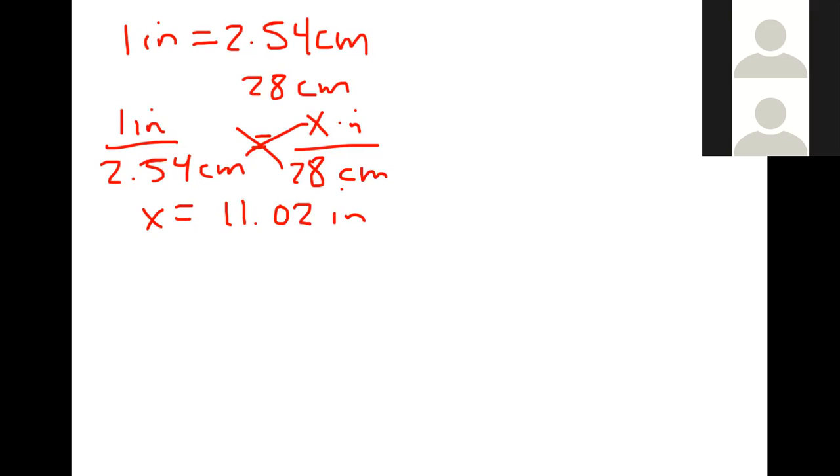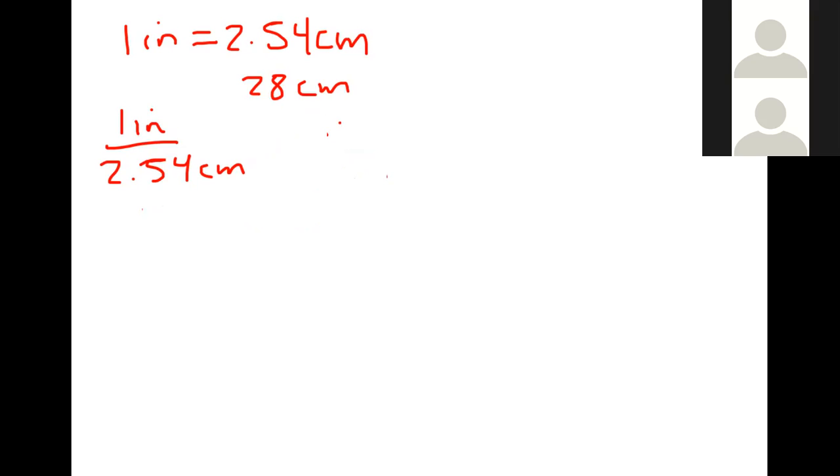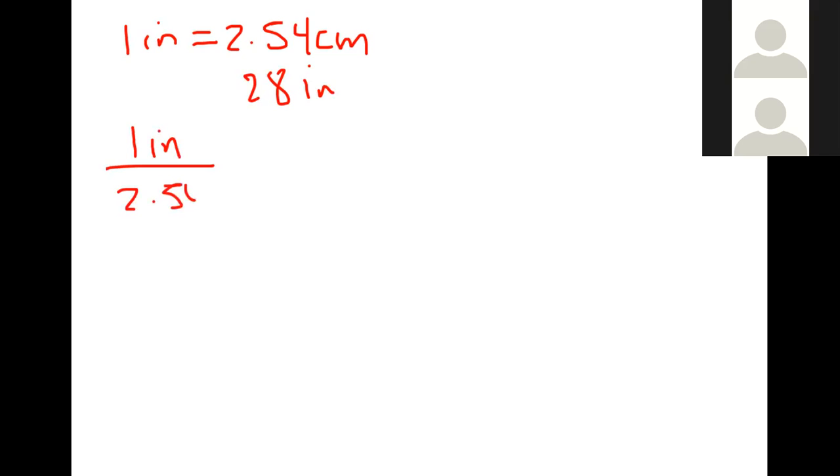Oh, sorry. This is wrong. I'm like, that doesn't sound right. The height isn't 28 centimeters, it's 28 inches. That's why we want centimeters. It's been a long day. Sorry. So 1 inch over 2.54 centimeters is equal to 28 inches over x centimeters, because that's what we're looking for.